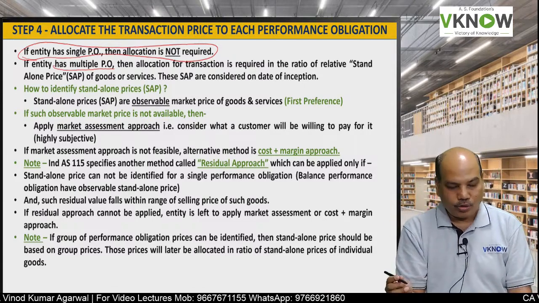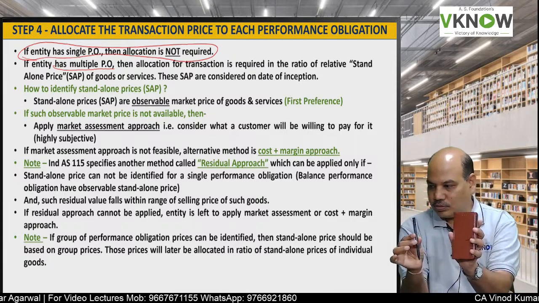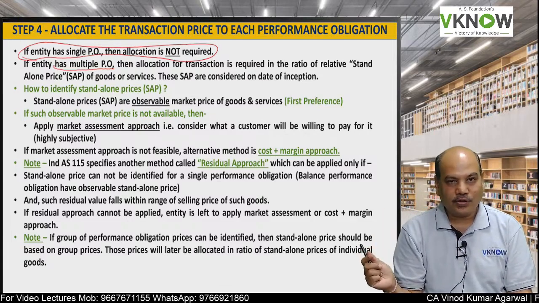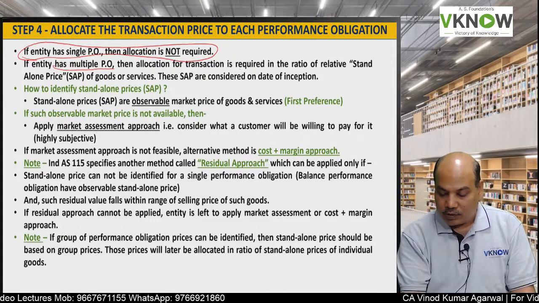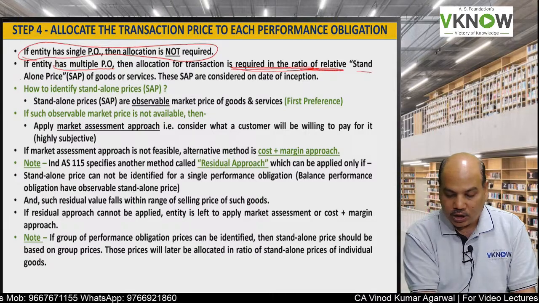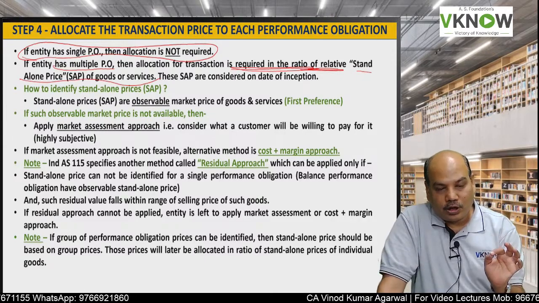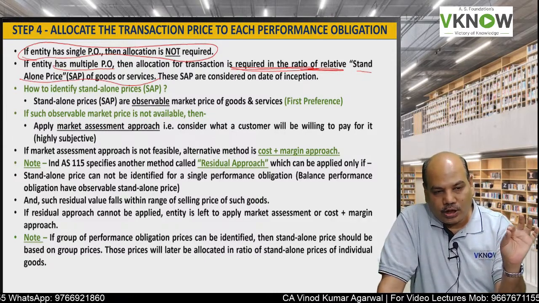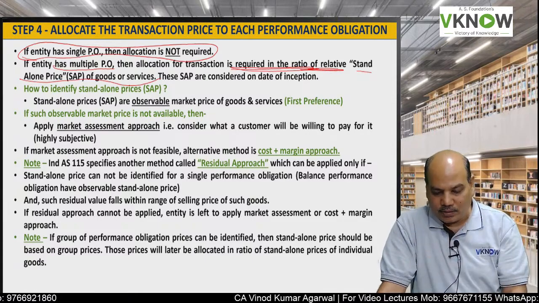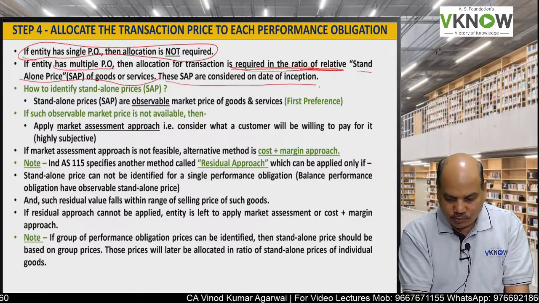Simple. If I am going to sell you this mobile phone and this pen also, both together, I say you buy the mobile phone and this pen for 40,000 rupees, then I will have to allocate the consideration in the ratio of relative standalone prices of goods and service. So you will pay me 40,000, but I will have to allocate it in the ratio of standalone price of the mobile phone and the pen. These standalone prices are considered on the date of inception.